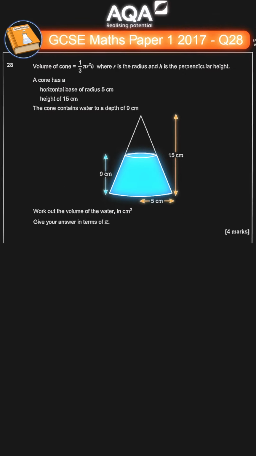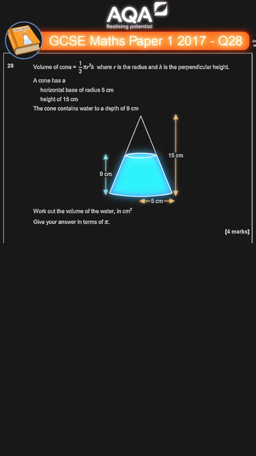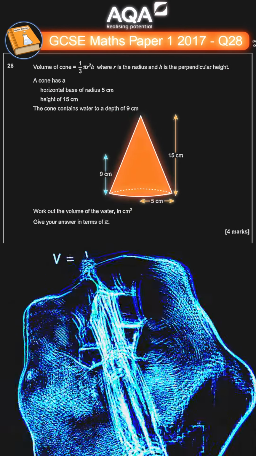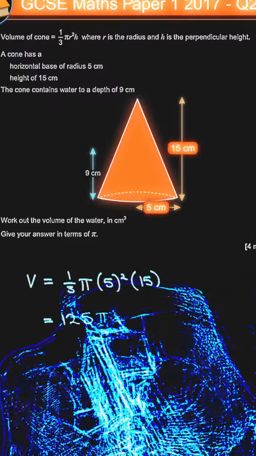All we need to do is find the volume of the bigger cone and subtract it from the smaller one to find the volume of water. The volume of the bigger one is 1/3 times pi times 5 squared times 15, which gives us 125 pi.